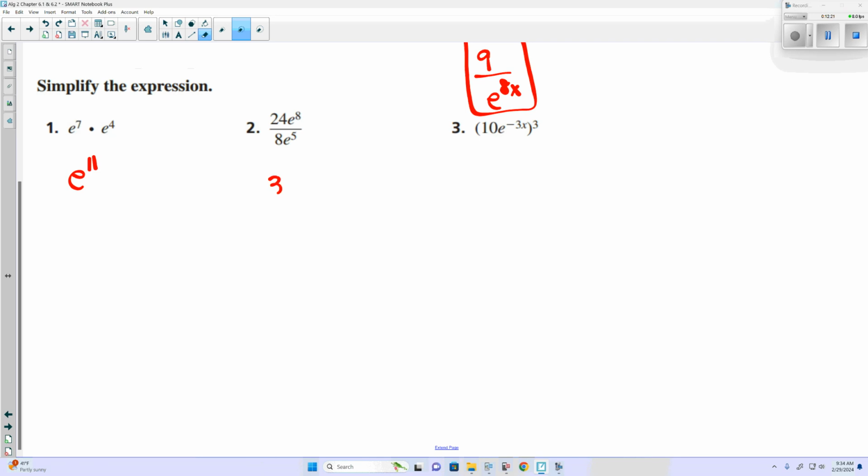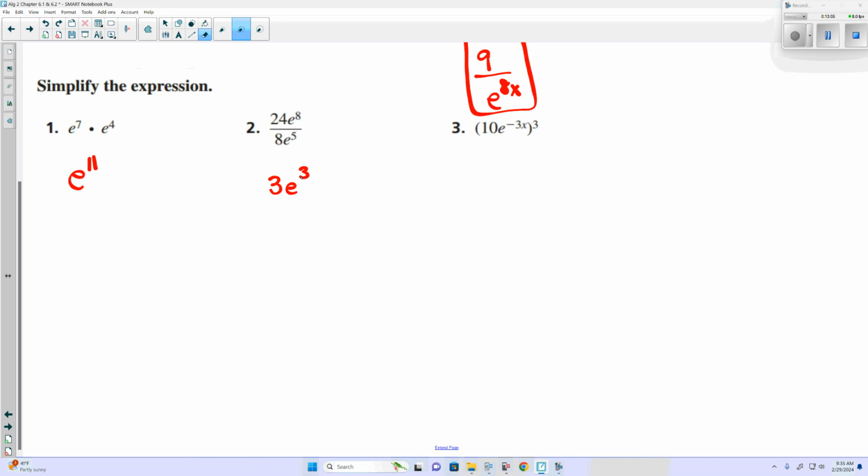24 divided by 8 is 3. So e to the 8th over e to the 5th. So we didn't do this on the last one, but whenever we subtract or divide like bases, we subtract, yes? 8 minus 5 is 3, yes? If it's bigger on top, it stays on top. If it's bigger on bottom, it stays on the bottom. So it'd be e to the 3rd. Now, if it had been the other way and it was bigger on bottom, we could have left it as e to the negative 3 on top, and then it would move to the bottom to correct that.